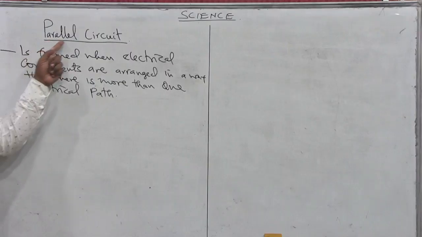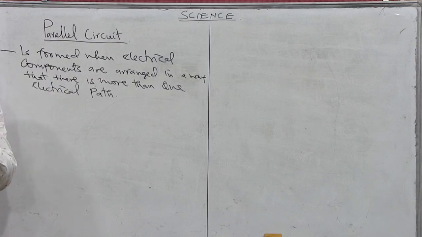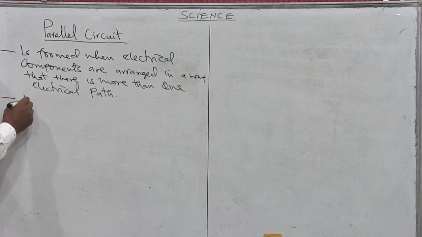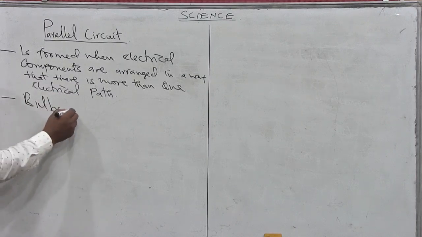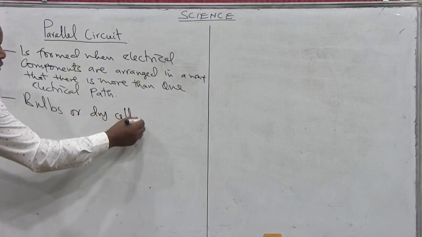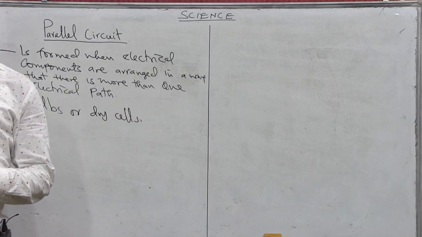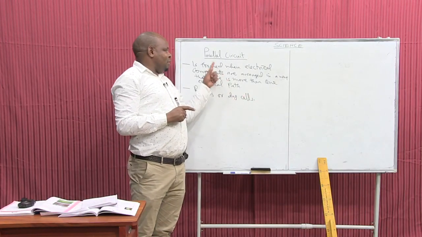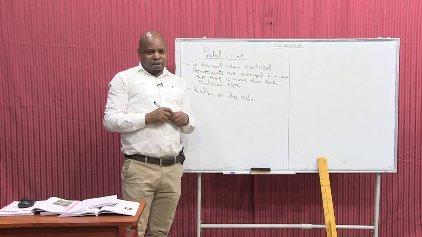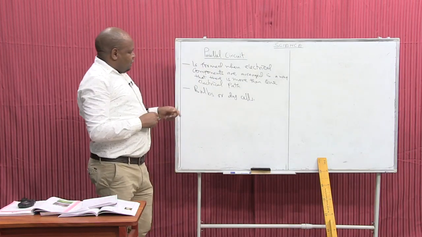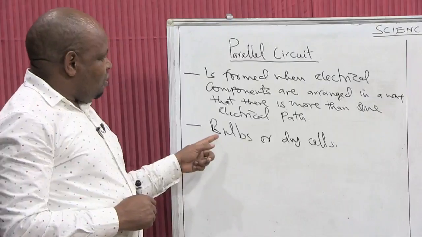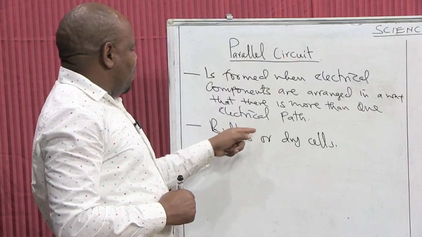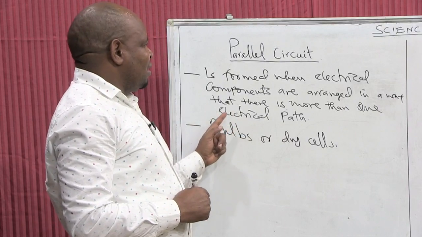And in a parallel circuit, one of the components which can be arranged in parallel form is bulbs. Bulbs can be in parallel form, or the dry cells can be in this type of circuit, which is a parallel circuit. So, on the board I want to draw for you a diagram showing how parallel circuits look when the bulbs are arranged in that form.